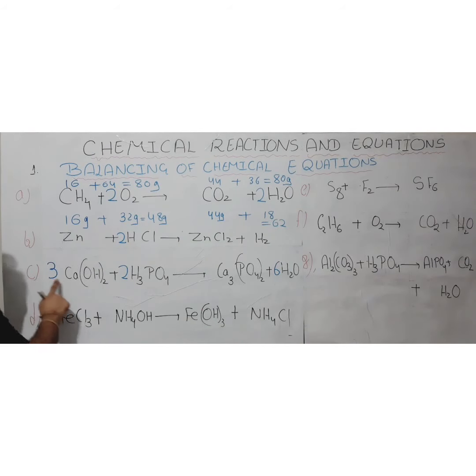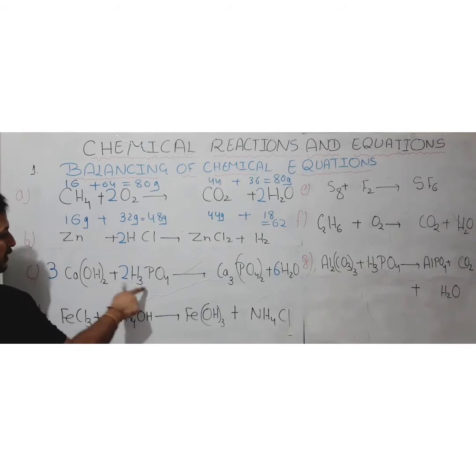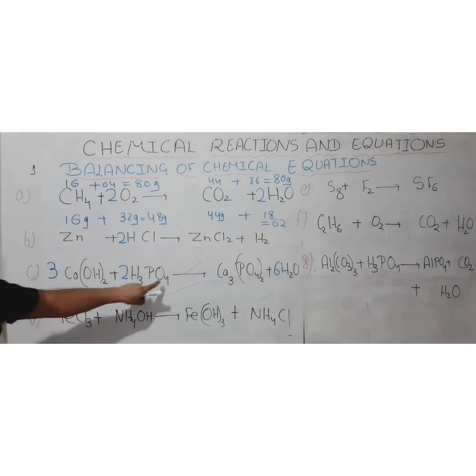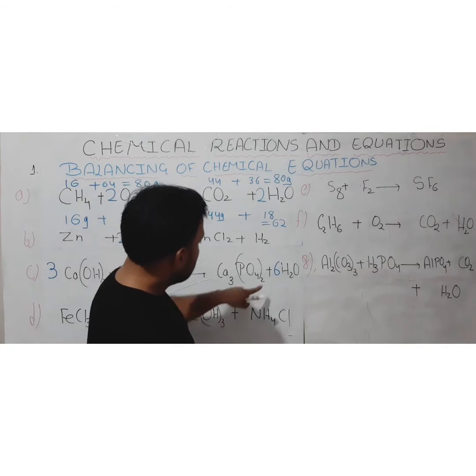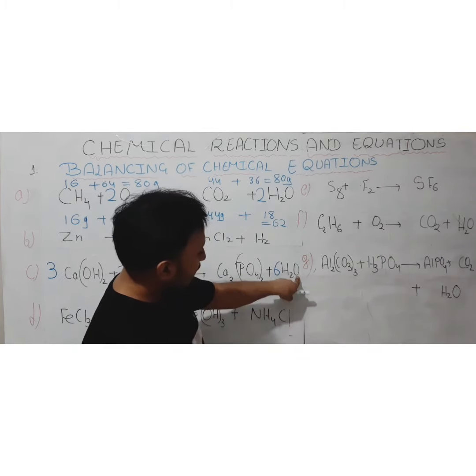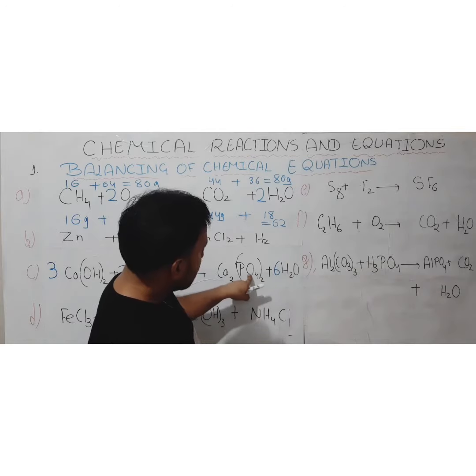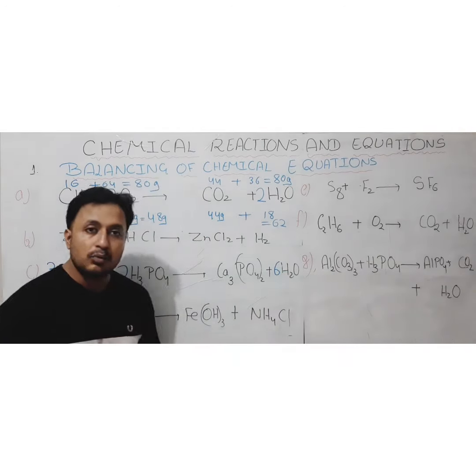Multiplied by 3 becomes 6. 2 into 4 is 8, and 3 into 2 is 6. So 8 plus 6 becomes 14 atoms of oxygen on the reactant side. Now on the product side, 2 into 4 is 8, and 6, again we have put that 6 to balance hydrogen, but it will become a multiple of oxygen also. So 2 into 4 is 8, 8 plus 6 is 14. So oxygen is already balanced, so no need to balance it.